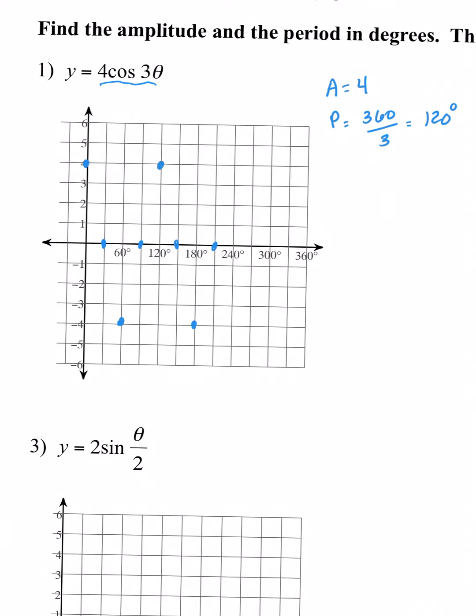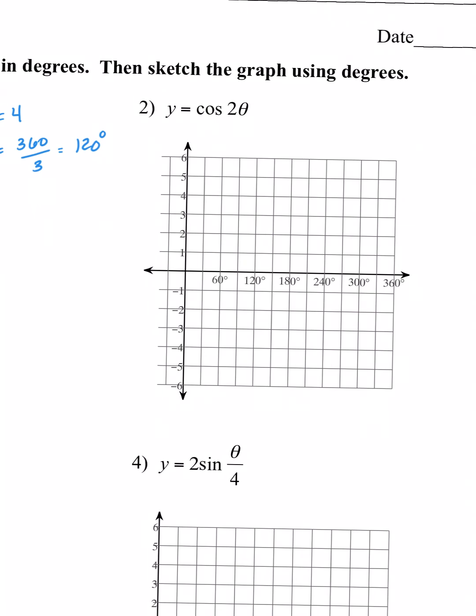-4, 0, +4, 0, -4, and 0. And then you just connect the dots and make sure you make them round. Bear with me, I've got Apple pencils, so let's see if I can do it. And that's what your graph looks like.